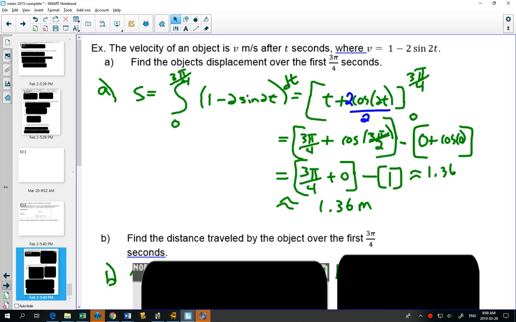Plug in 3 pi over 4, plug in 0. We have to know our pi values. And we get 3 pi over 4 minus 1, which is approximately 1.36 to 3 sig figs. Now this is the displacement.